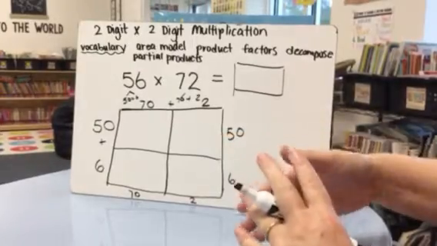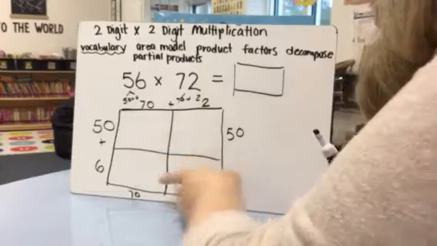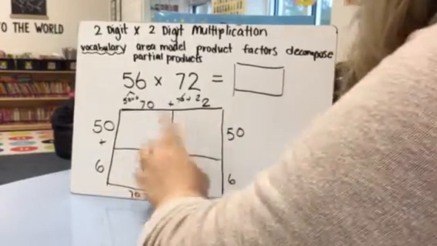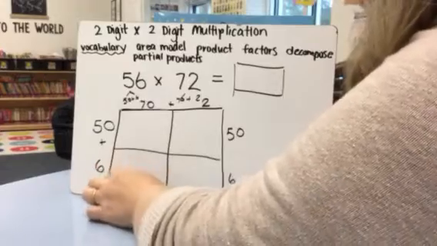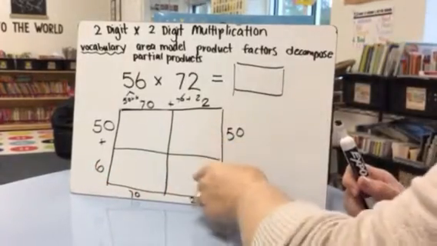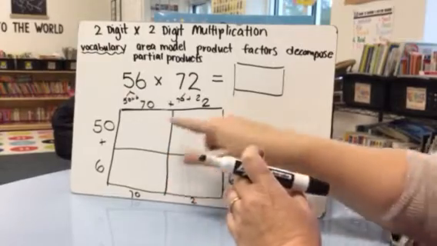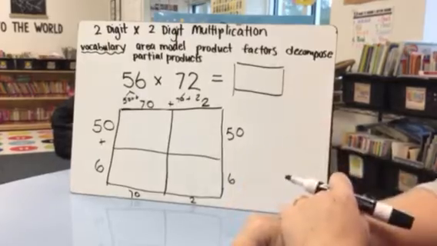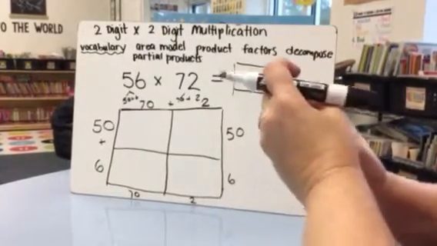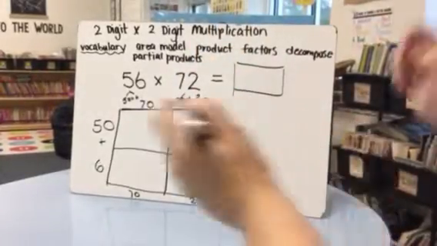Then we go ahead just like we've done before, and we're going to find the area of each rectangular box. The area of this box by length and width, the area of this box, length and width, this box and this box. Those 4 boxes, those 4 areas, will make up our partial products. We don't have the final product yet. Each box represents a part of the final product.